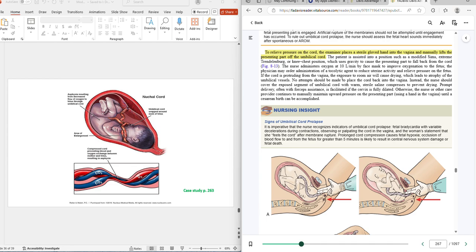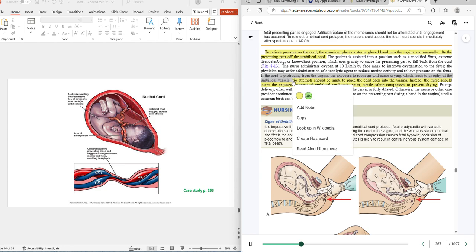You're not going to place it back in, okay? Do not place the cord back in. You're going to wrap it in warm, sterile, saline compressed gauze, okay? So if it's protruding, you're going to get somebody in there with you, because what are you doing? You're holding the head off the presenting part, right?